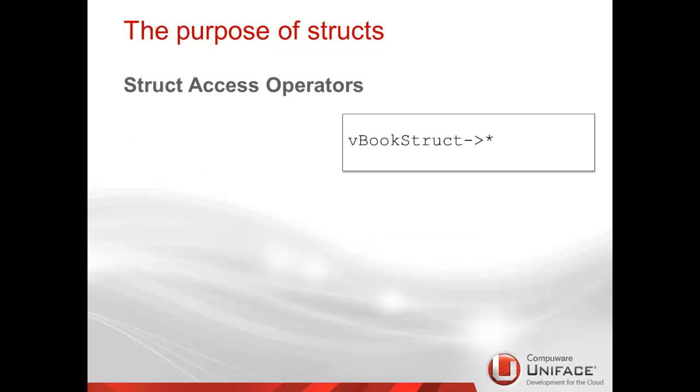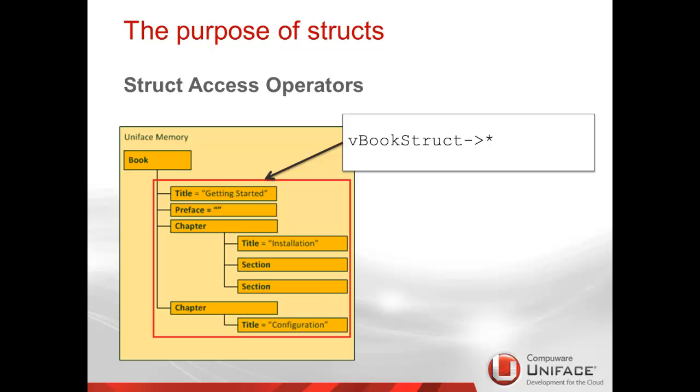Here we get an example of the vBook struct dereference asterisk wildcard. And if we do this, we get all the members of the struct referred to by the variable vBook struct. This returns the title, preface, and all chapter members.